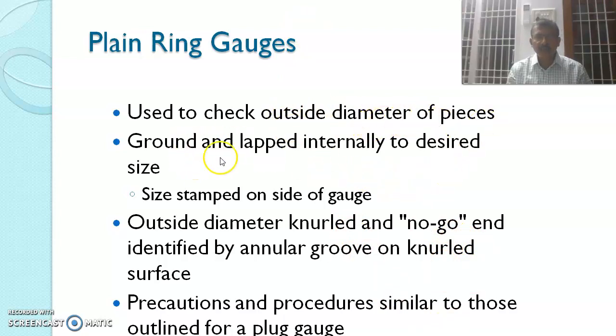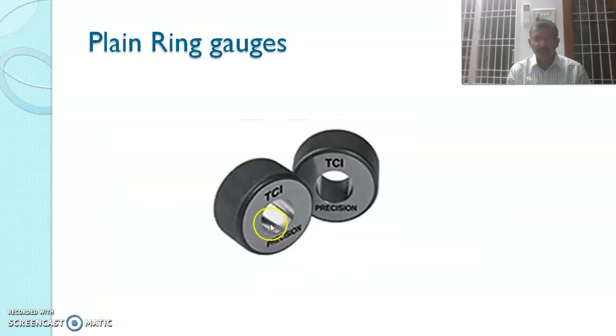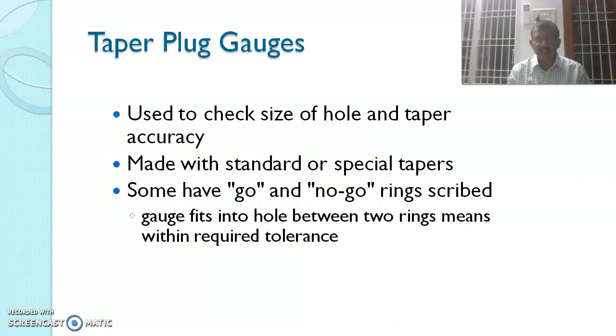They are ground and lapped internally to decide size, with the size stamped on the side of the gauge. The outside diameter is knurled, and the no go end is identified by an annular groove on the knurled surface. Precautions and procedures are similar to those outlined for plug gauges. This is a ring gauge. It consists of a hole, and it can be used for measuring the shaft. One is a go gauge and another one is a no go gauge.